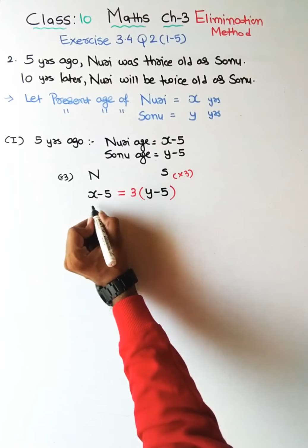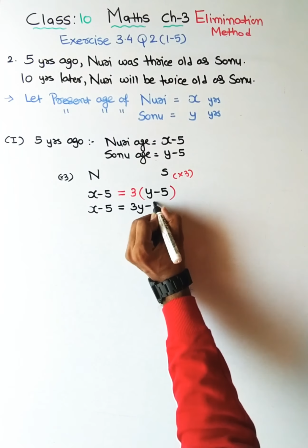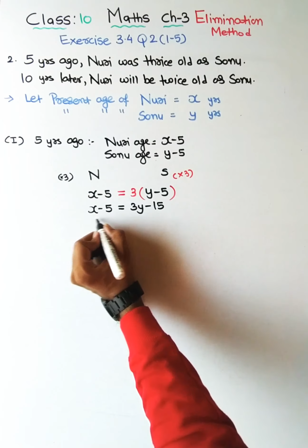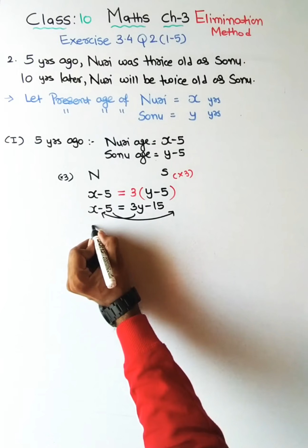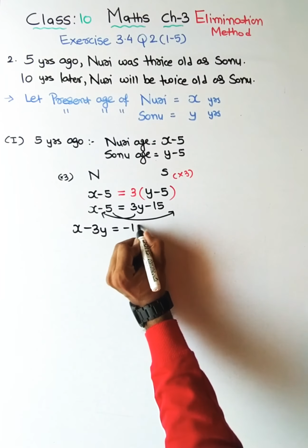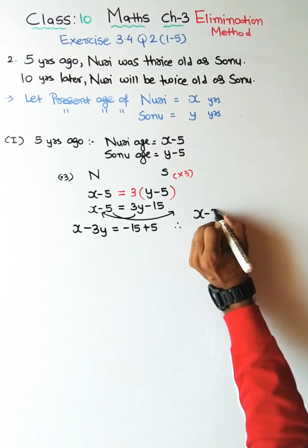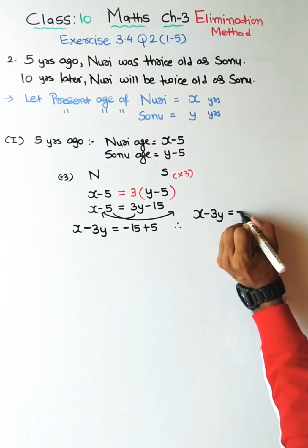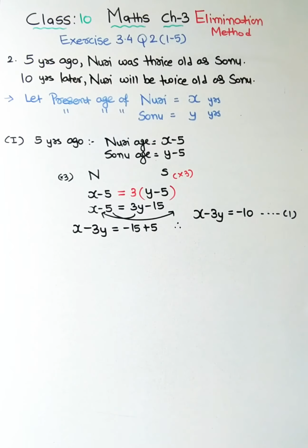So let us convert it into normal form. x minus 5 equals 3y minus 15. Now 3y goes over here and minus 5 comes over here. So that becomes x minus 3y equals minus 15 plus 5. So finally we have x minus 3y equals minus 10 as equation number 1.